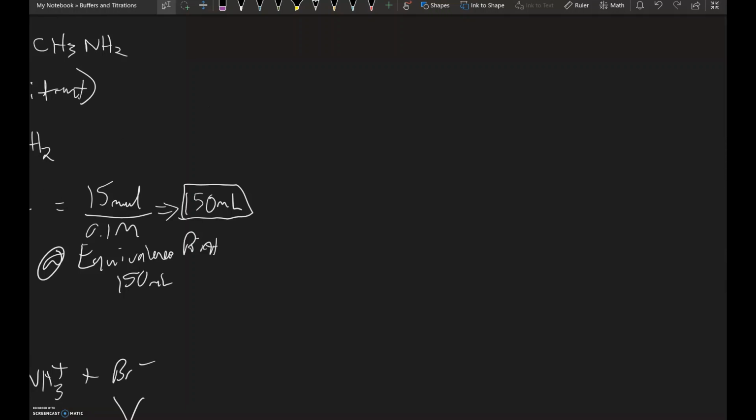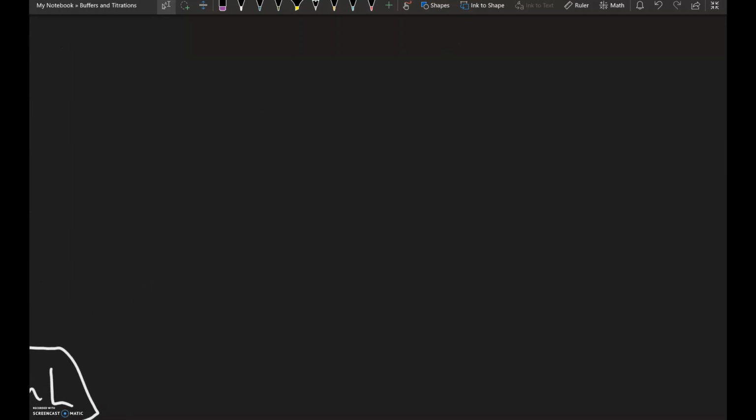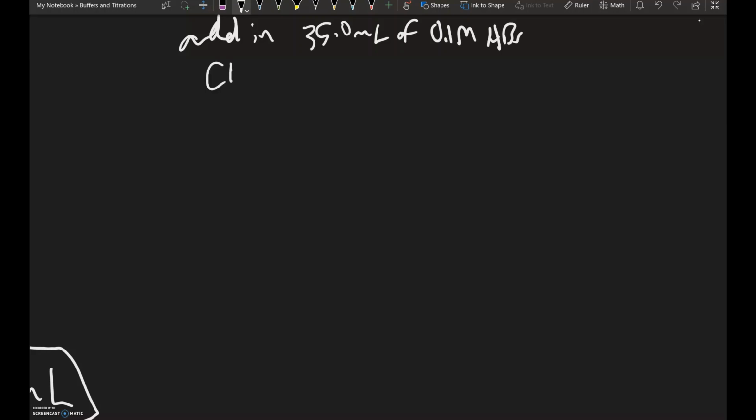So now we're going to add in, let's see here, how much we want to add. We want to add in 35 milliliters of the 0.1 molar HBr. Same process, we go through and we figure out the stoichiometry of how much reacts and how much is left over.